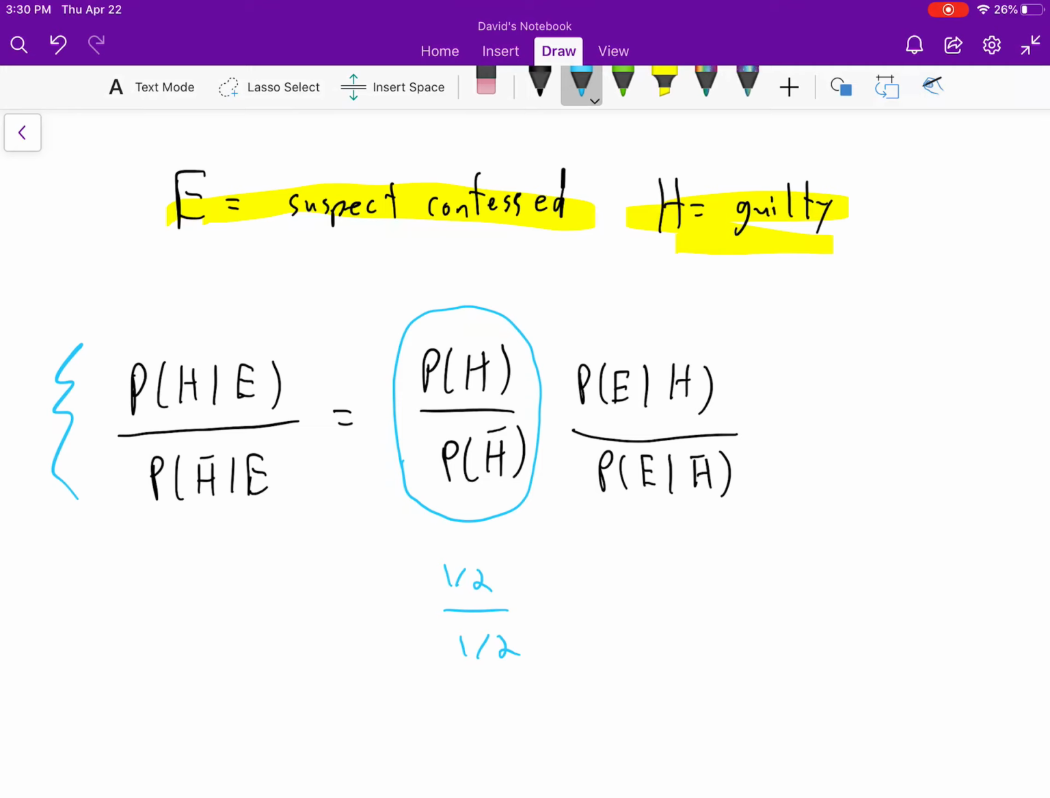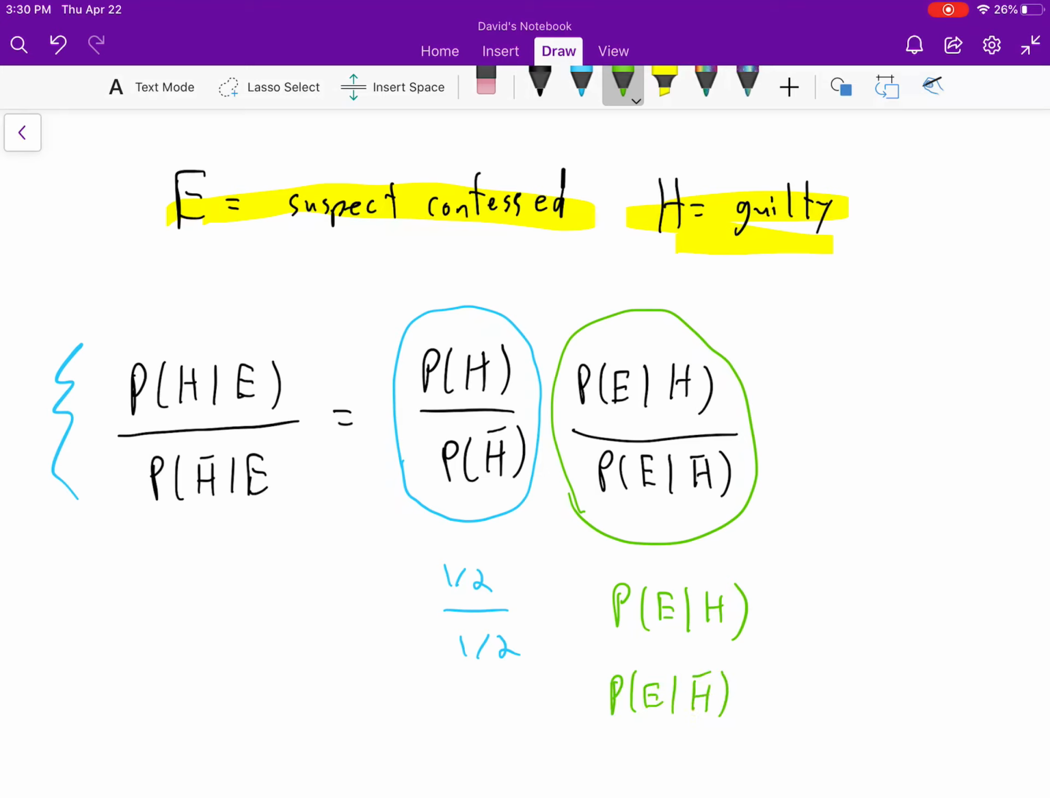What this problem is asking you to think about is this fraction here. Probability of E given H: assuming the person is guilty, what's the probability they would confess? And what's that relationship to this? Assuming the person's not guilty, what's the probability they confess? So the problem says, if the confession is more likely to come from the guilty than from the innocent, let's process that.